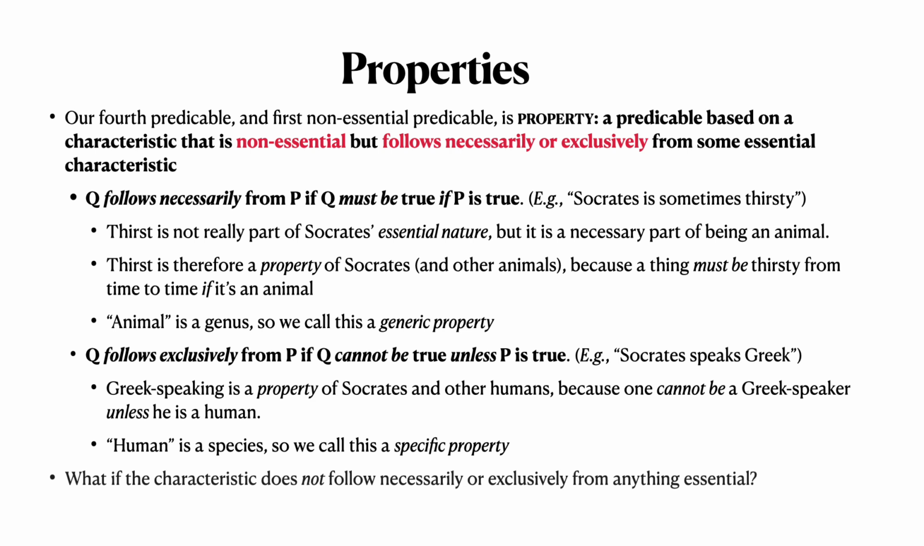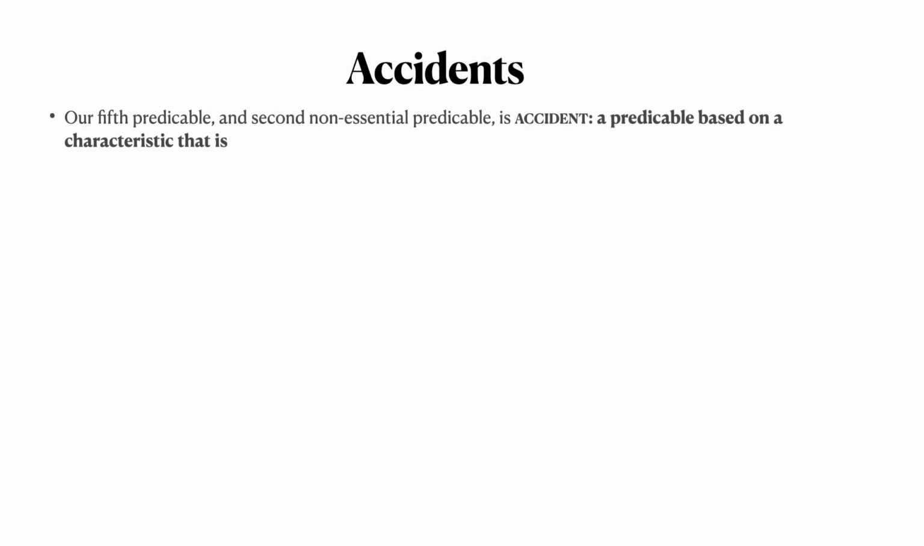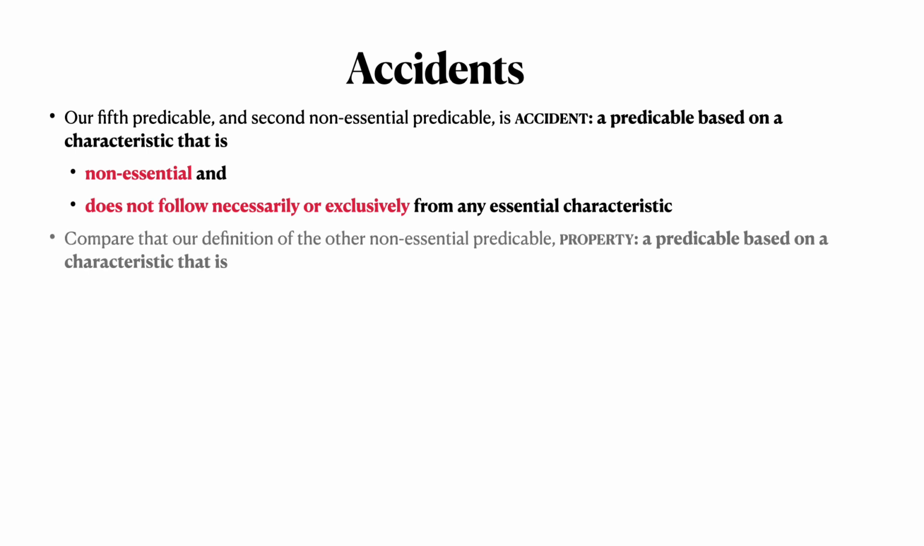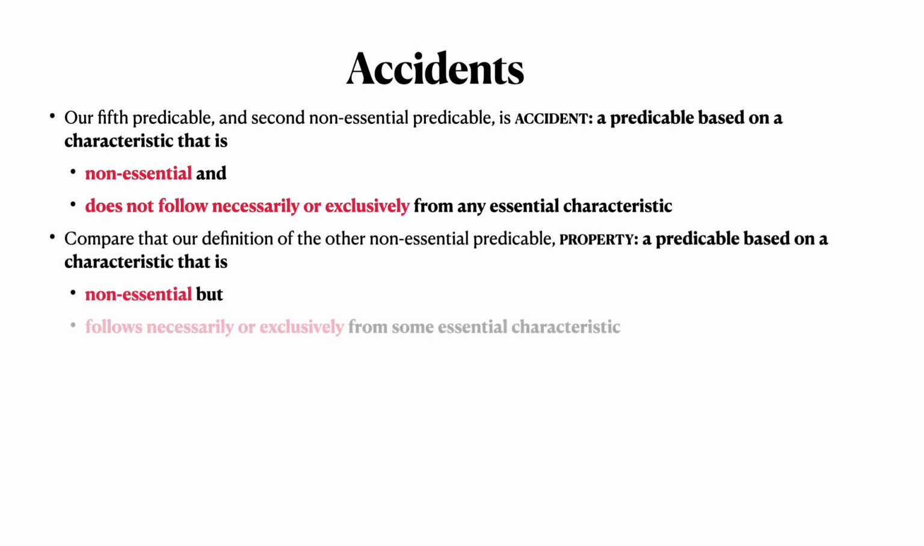What if the characteristic does not follow necessarily or exclusively from anything that's essential? Well, in that case, what we have is an accident. And our fifth predicable, and the second non-essential predicable, is accident, a predicable based on a characteristic that is, now watch this, non-essential, just like property, and does not follow necessarily or exclusively from any essential characteristic. Let's compare that to our definition of property.